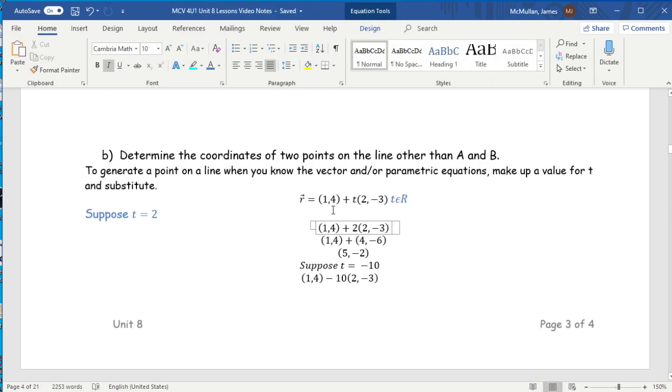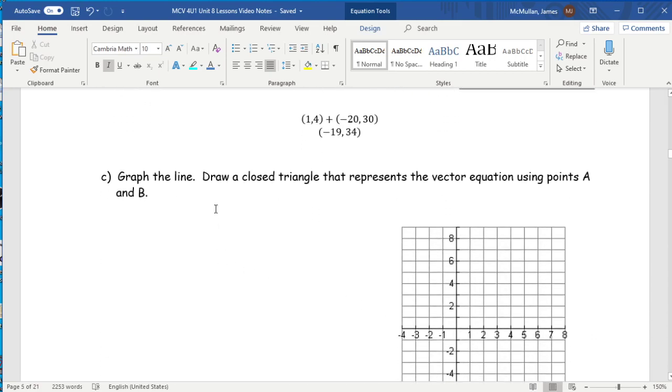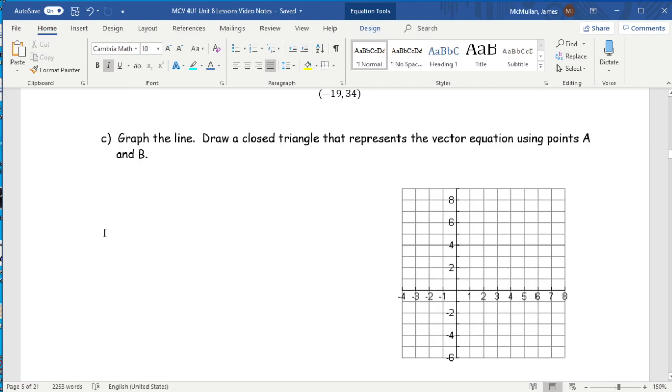Right? Remember, t is like a scalar multiple. It's how you would stretch the direction vector to connect to every single point on the line. So any value for t you use will generate a point on the line. That's how this works. Okay, graph the line, draw the closed triangle that represents the vector equation.